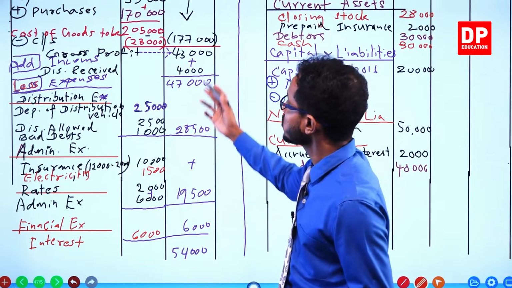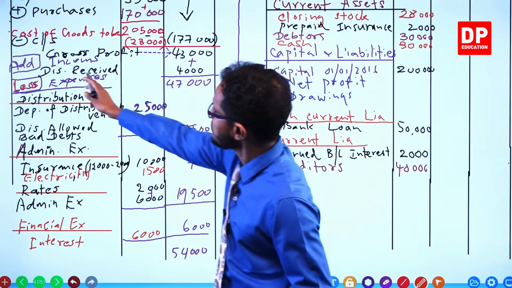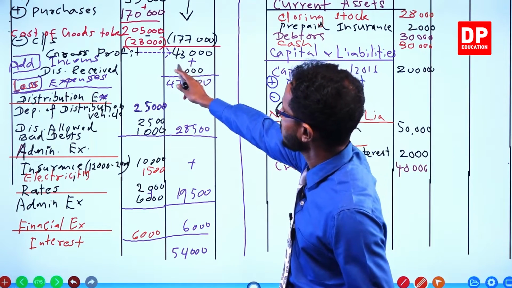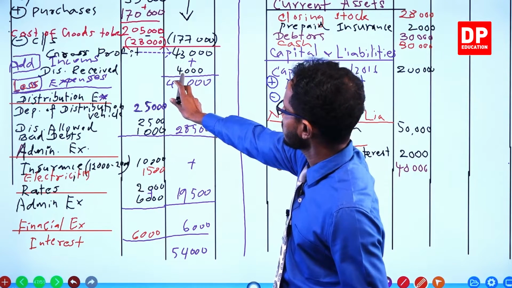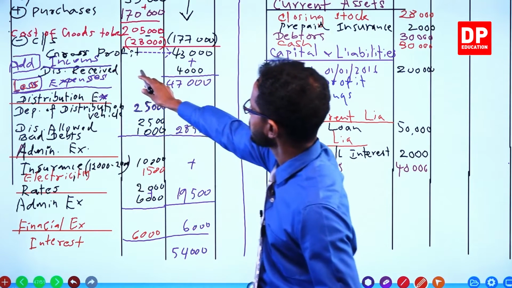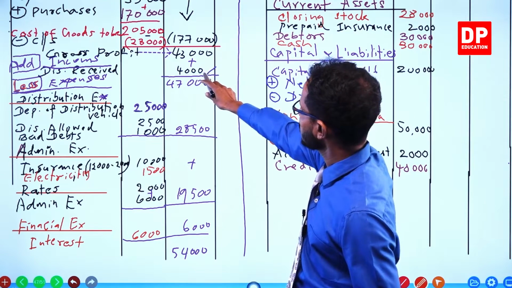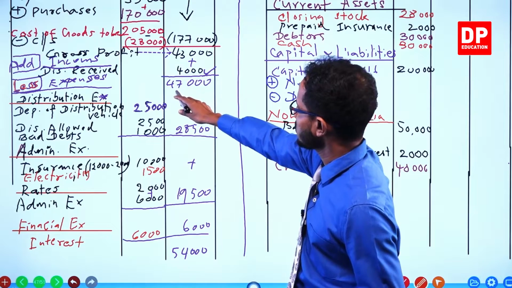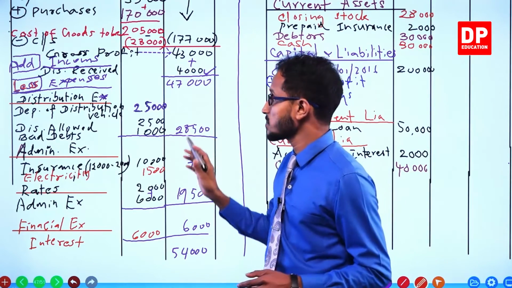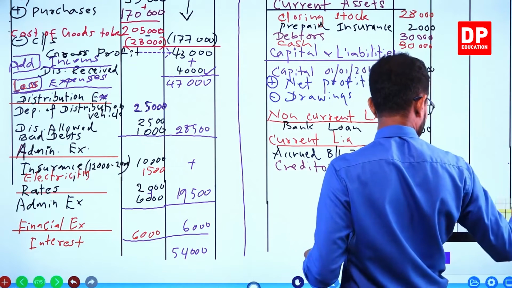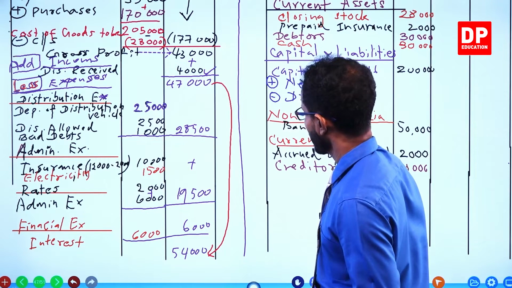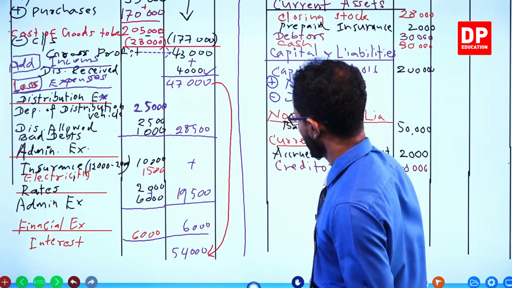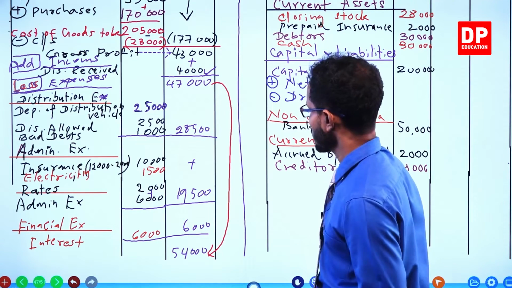Finally, it's up to us to calculate the net profit. Net profit is calculated by gross profit, which we have here, plus other incomes, which we have here. Total incomes we have 47,000. That means gross profit plus other incomes is 47,000. From this, when you minus this, it's a loss.